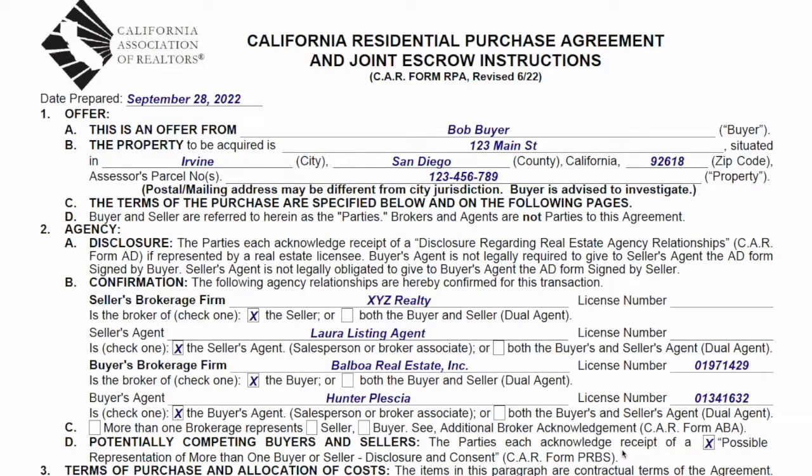This is a tutorial on the California Residential Purchase Agreement, the CAR Form RPA, revised 6/22, meaning June of 2022. Now it's the end of September, but this is still the newest revision of this form that we're using. I'll go through this form as if I were drafting it myself, like I'm writing an offer for a client.